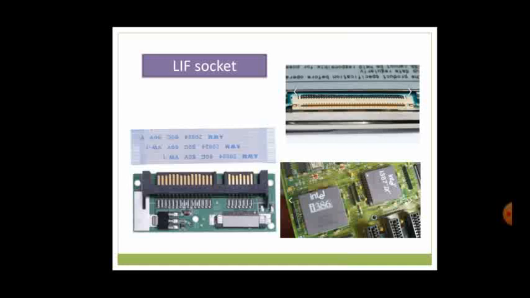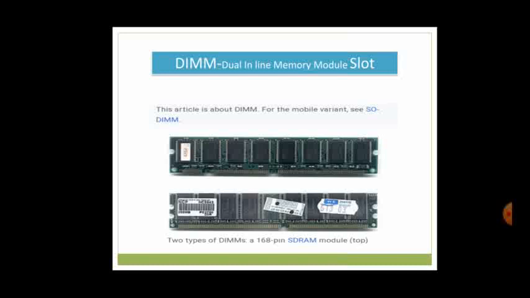Here you can see this is LIF socket. In the last image you can see the Intel i386, this is the processor, and left of that is the socket. So this is the kind of socket on which the processors used to be fixed. Next one is DIMM sockets, or DIMM slot. DIMM is dual inline memory module. So these are the type of memory modules, or RAM memory, which are used in the XT motherboard.